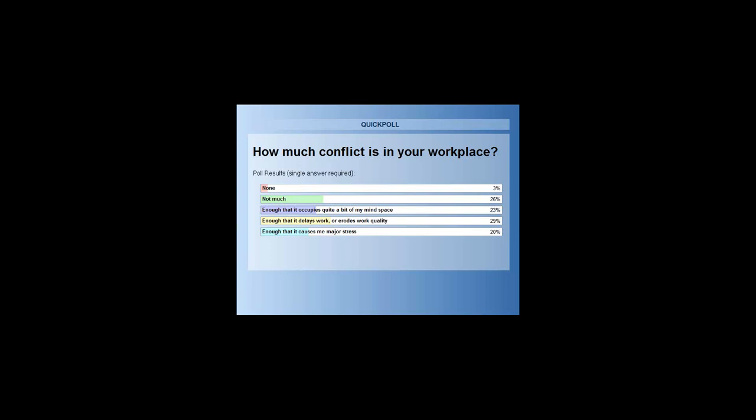Here are the responses. So 3% of you said that there's not much conflict at your workplace. 26% said not much. 23% said that there is enough that it occupies quite a bit of my mind space. 29% said that enough that it delays work or erodes work quality. And then 20% said enough that it causes me major stress. So if my math is correct, almost 70% of you are having some sort of conflict, it looks like. Yeah, good.